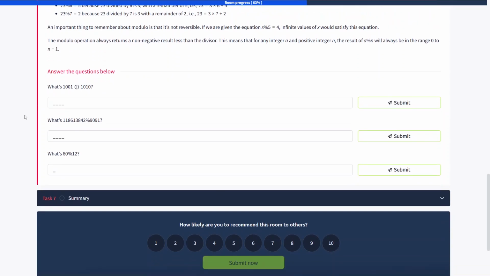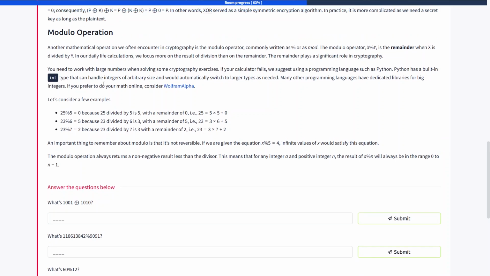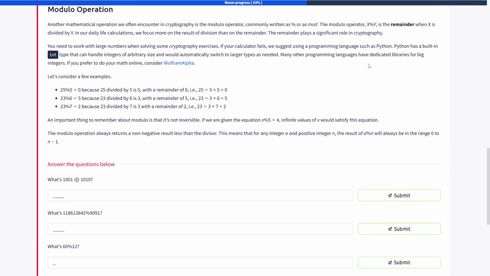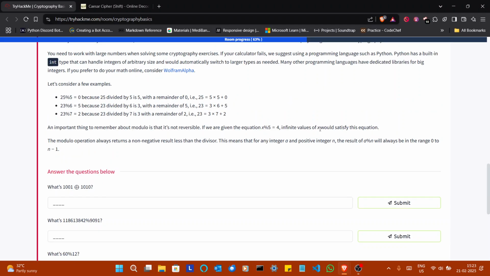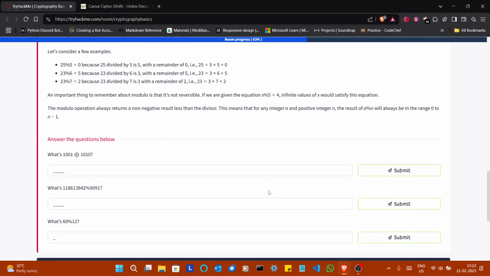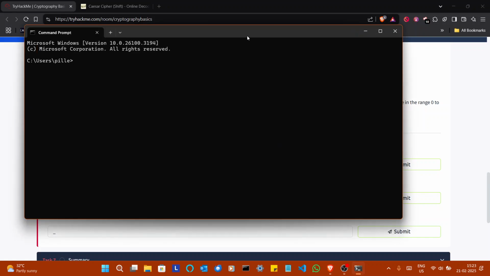Okay, now let's answer these questions. So these are basic math questions. We can either use Wolfram Alpha or programming languages such as Python. In this case, I will use Python as it is easy and we can run it locally.